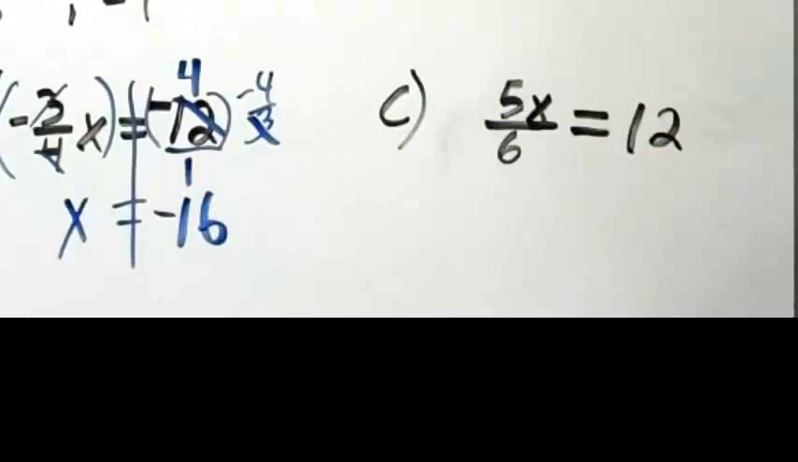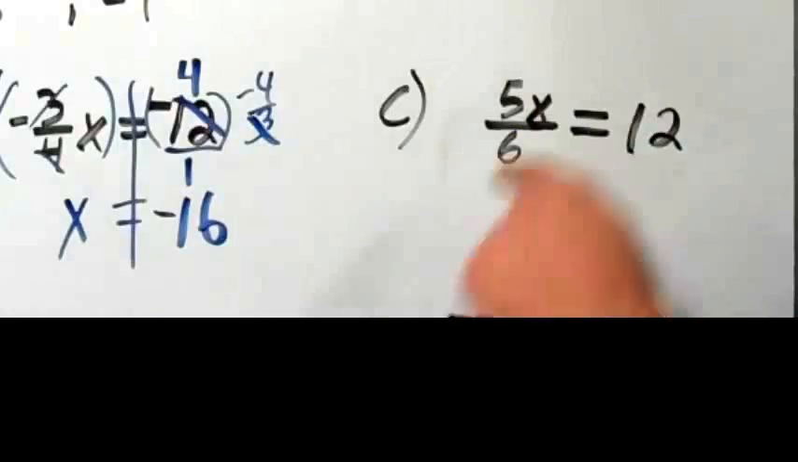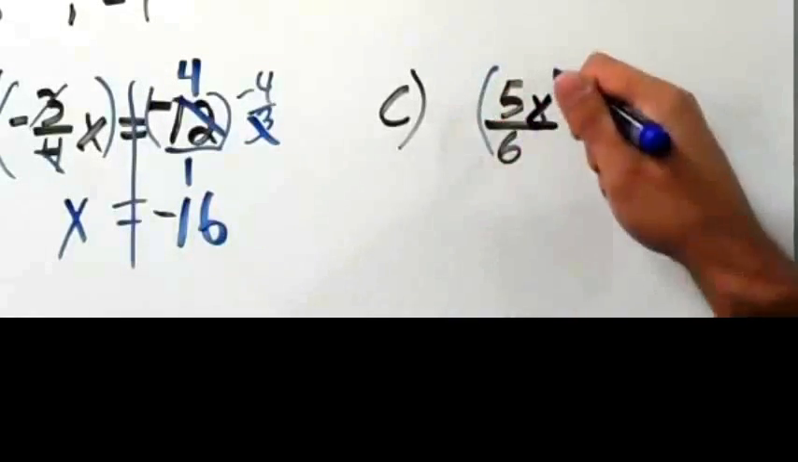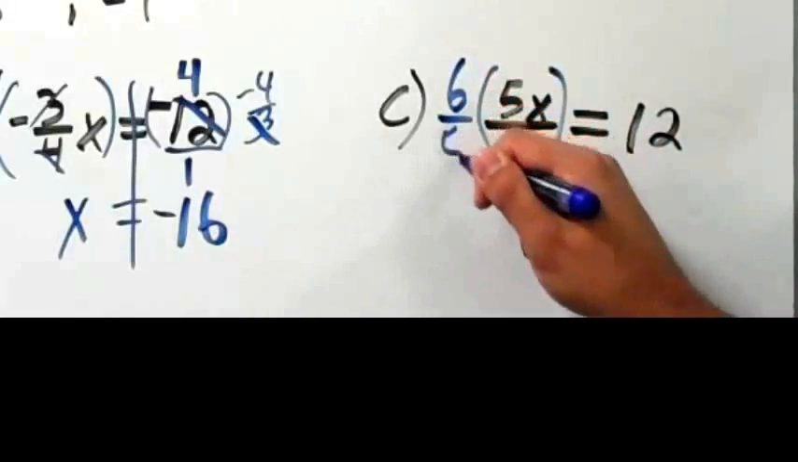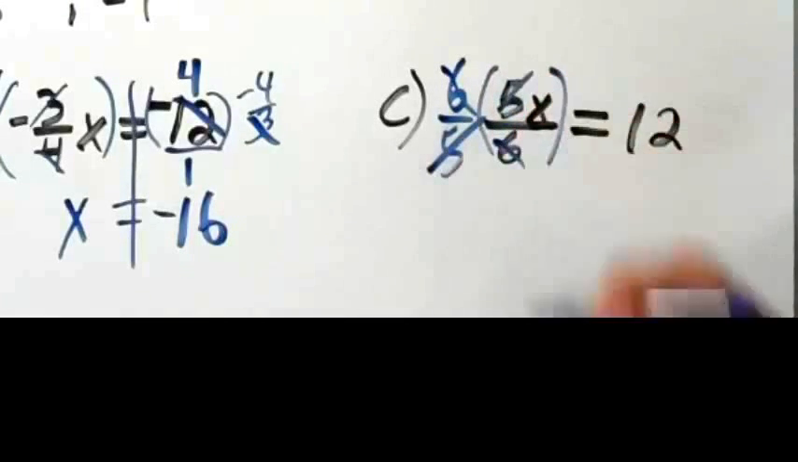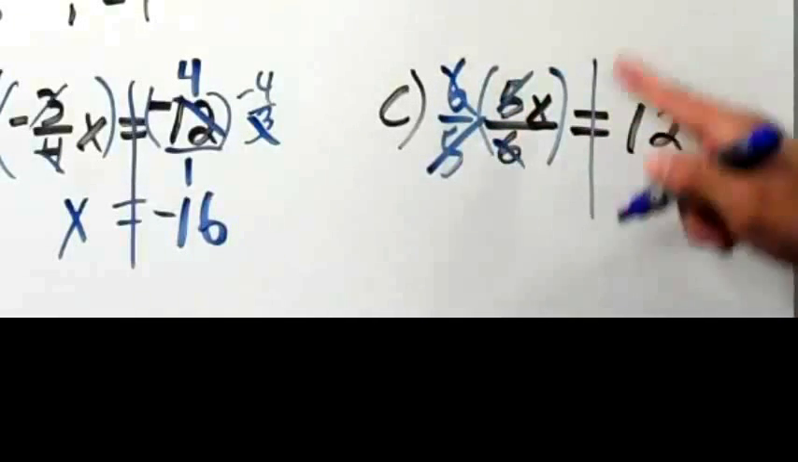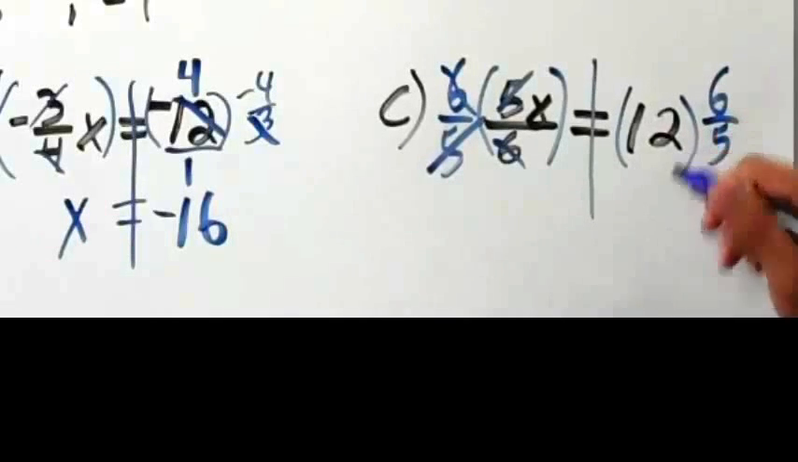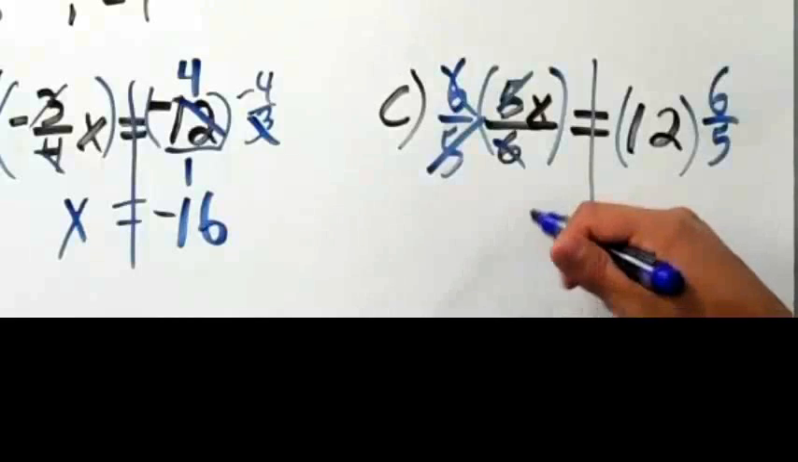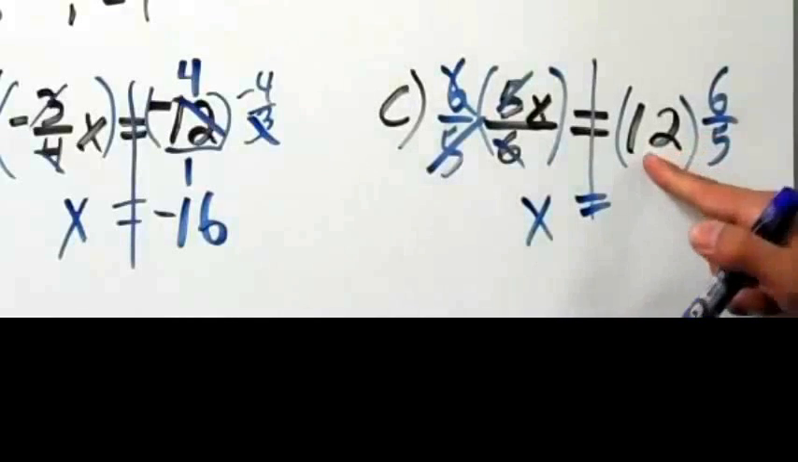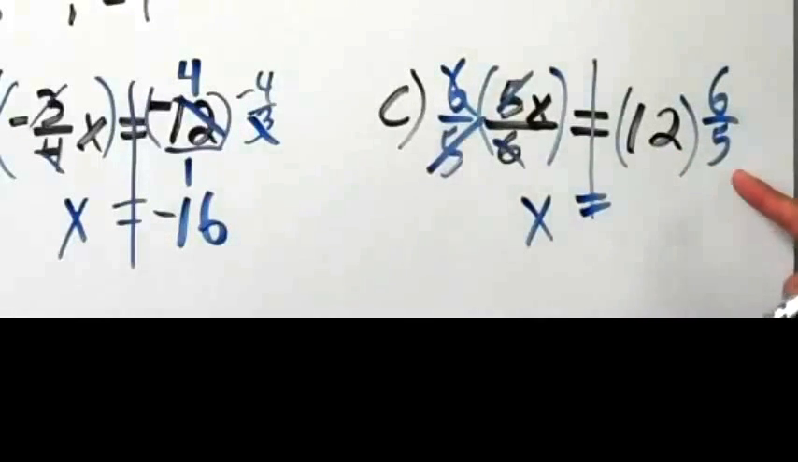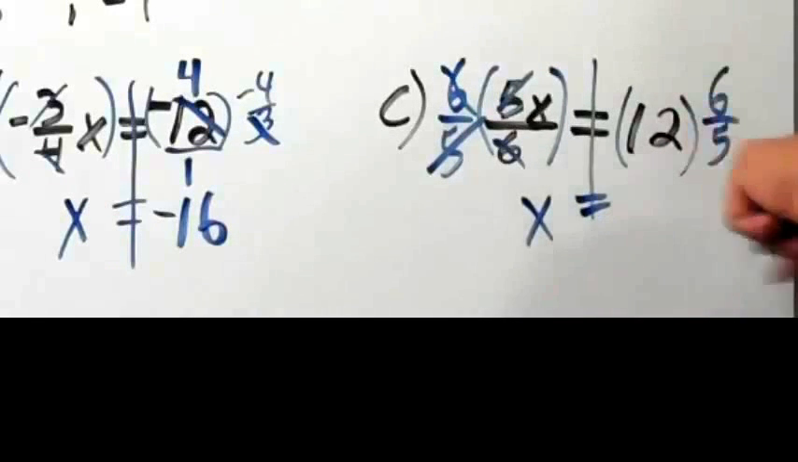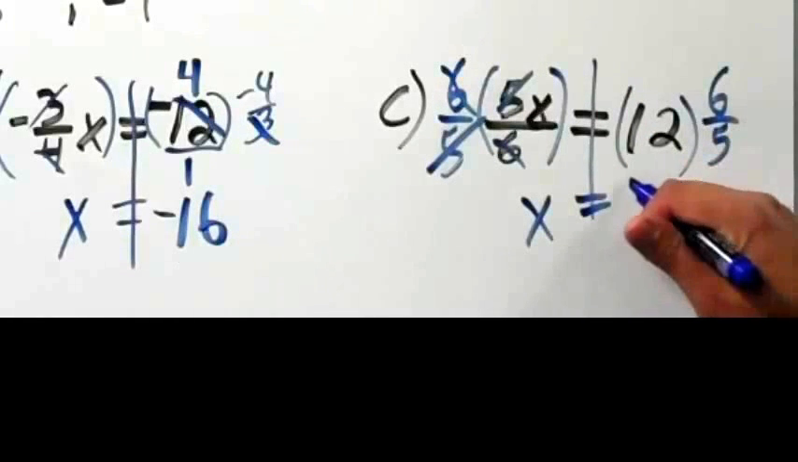Okay? And C, same thing here. I want to multiply by the reciprocal here. So 6 over 5. These cancel. And I have to remember, there's my equal sign. I'm going to multiply everything on this side by that same number, 6 over 5. So here I get x. 12 divided by 5, I can't do that first, so I'm going to have to do the multiplication first. 12 times 6. Well, let's see. 2 times 6 is 12. 6 times 1 is 6, so that's 72 over 5.